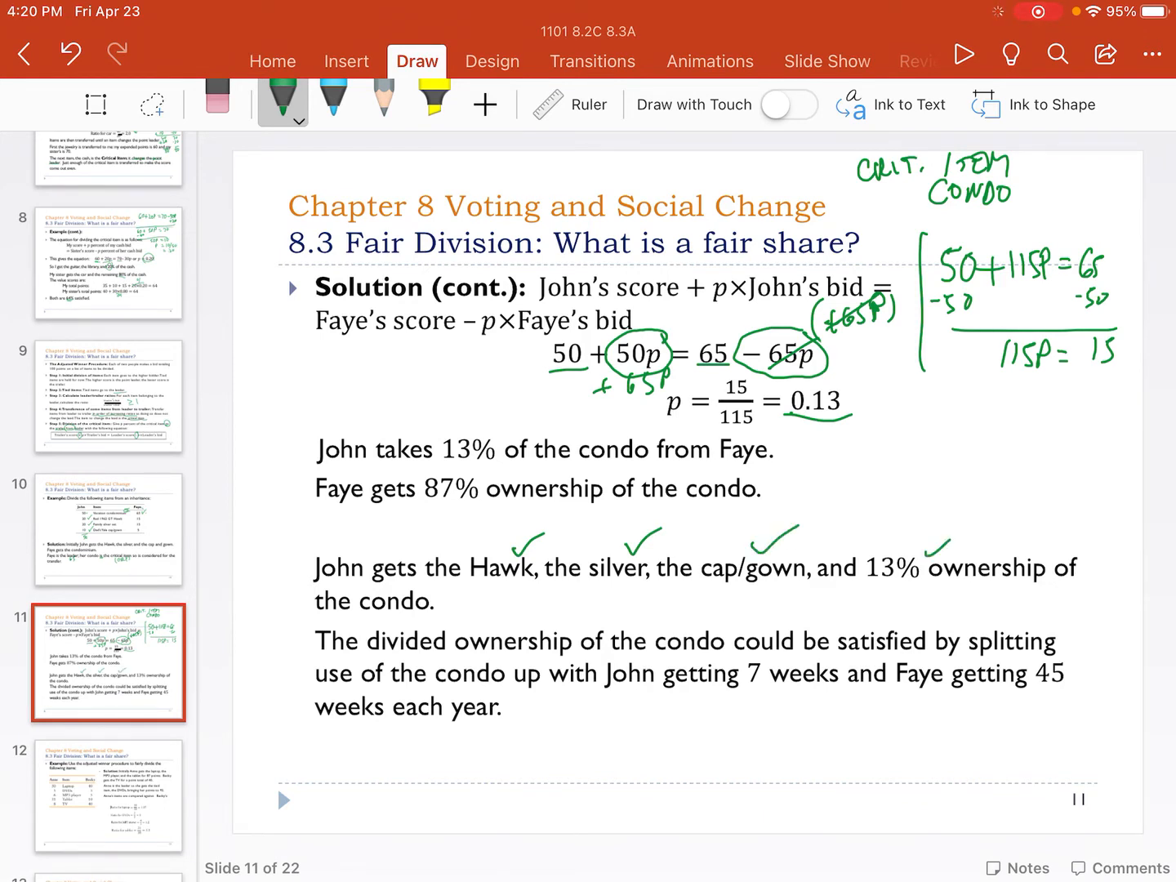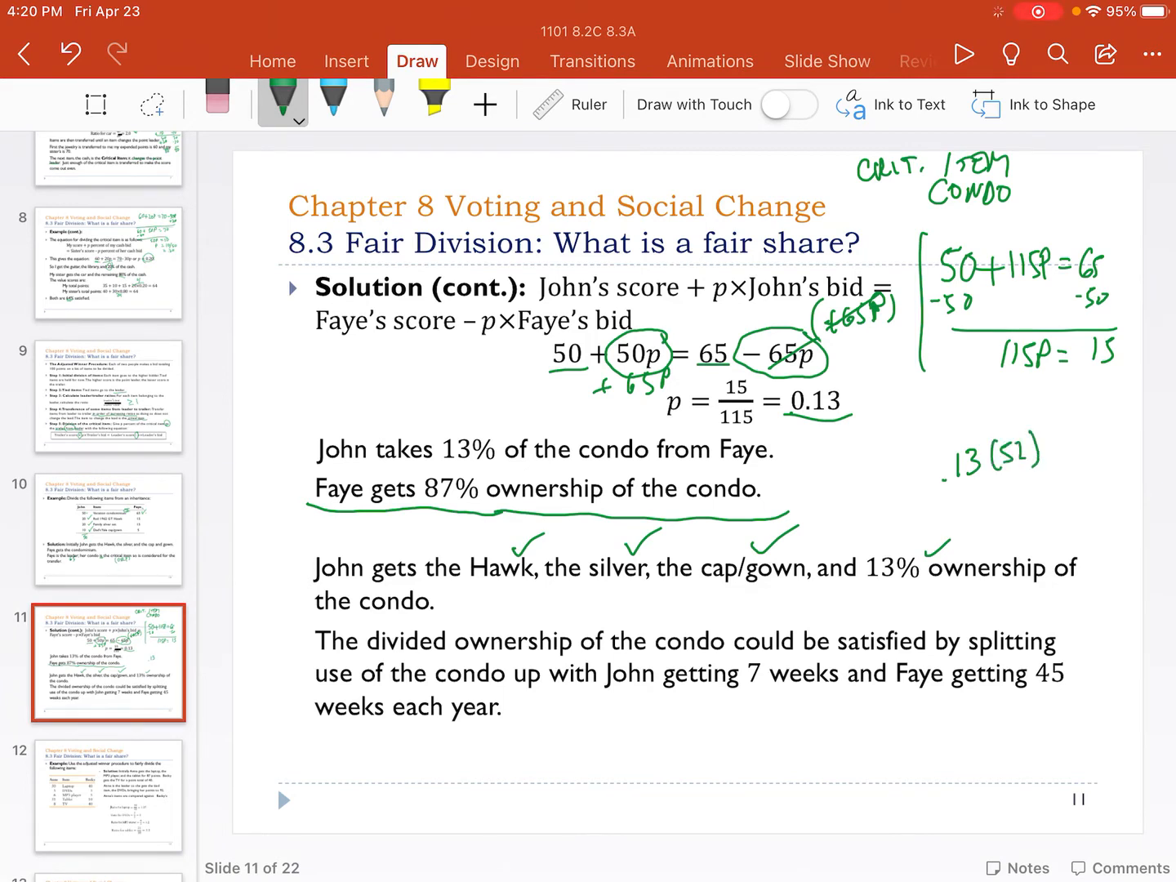So John gets a lot of stuff. Gets a little bit of everything. Gets the hawk, the silver, the cap and gown, and partial ownership of the condo. Wow, came out doing pretty well, I guess. But we got Faye only getting 87% ownership of the condo and nothing else. But basically has the condo most of the time.